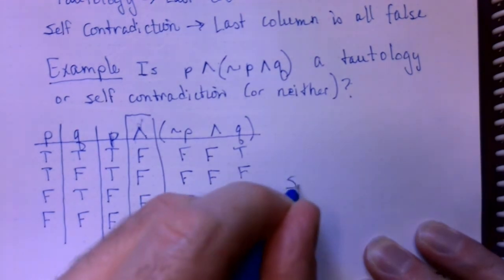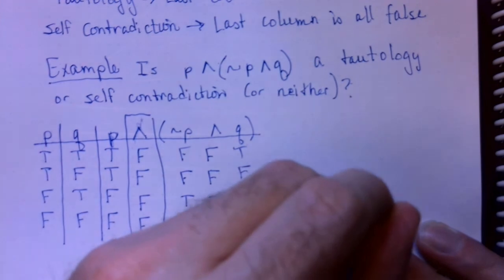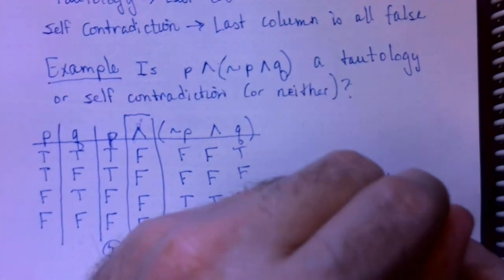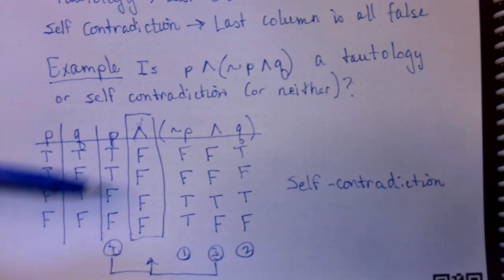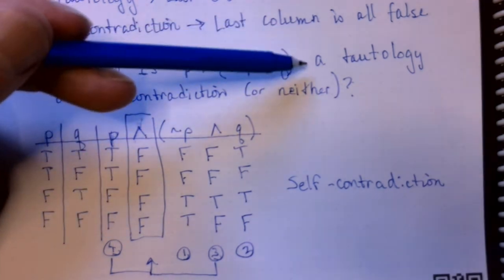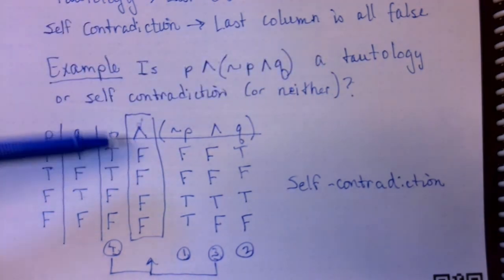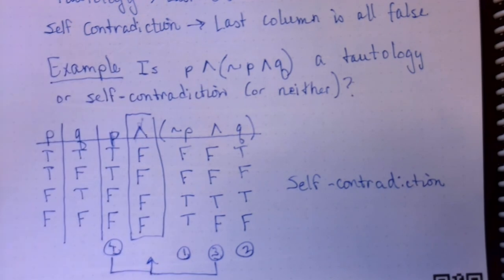So that column is all false. So this is a self-contradiction. All right, so if this column had been all true, then I would have had a tautology. If it was a mix, then it's neither a contradiction nor a tautology.